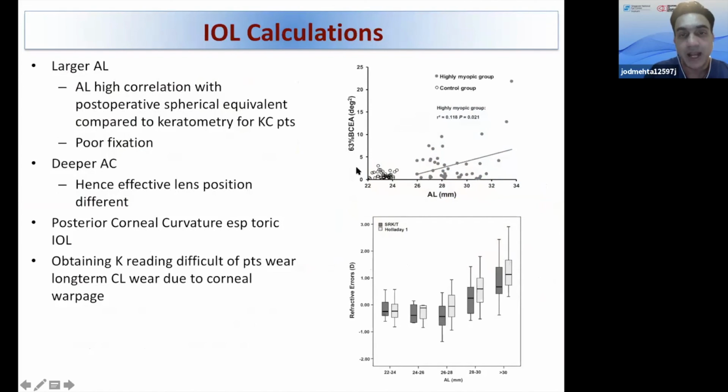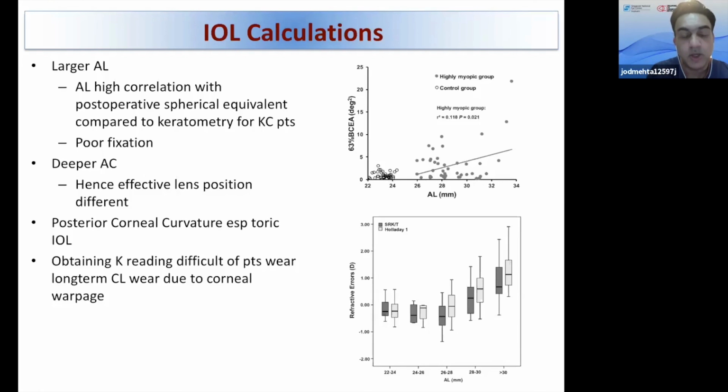If you look at the fixation accuracy in patients with normal control myopia compared to myopes with higher axial lengths, you can see their fixation is generally quite poor, and they can be all over the place when you're doing fixation. They have deeper anterior chambers, so their effective lens position can be affected. And you have to remember, when you're thinking about putting a toric lens in, you've got to think about the posterior corneal curvature.